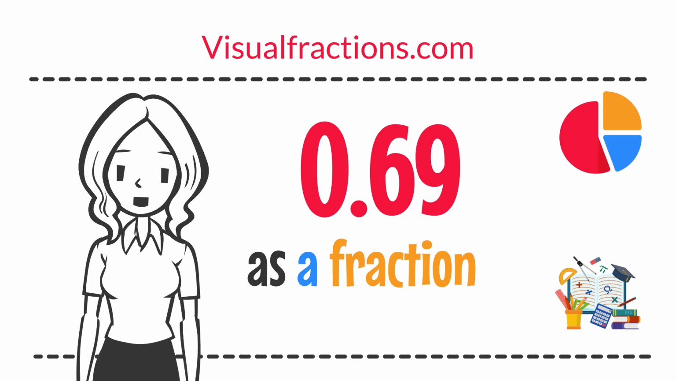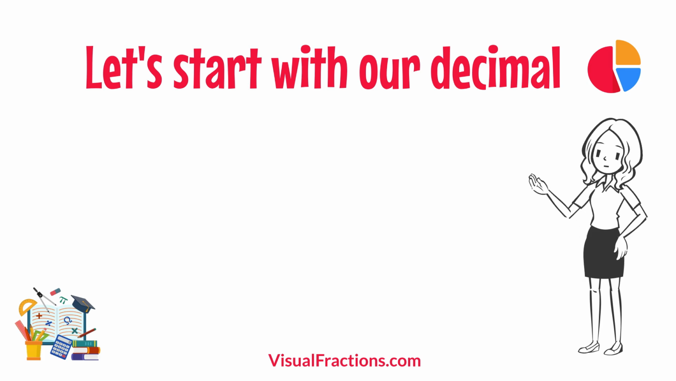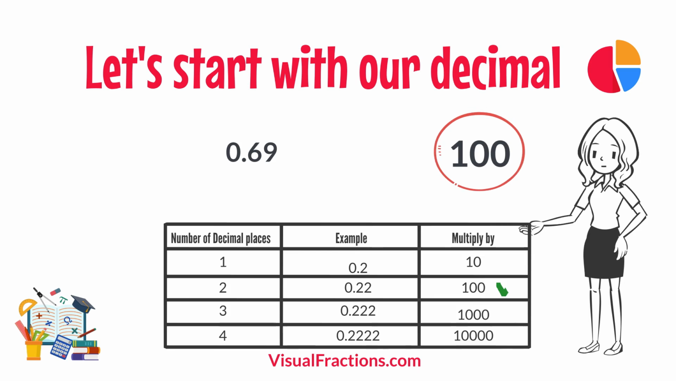Welcome to Visual Fractions. Today, we're diving into how to convert the decimal 0.69 into a fraction. Let's start with our decimal, 0.69. Notice there are two digits to the right of the decimal. This places it in the hundredths position.